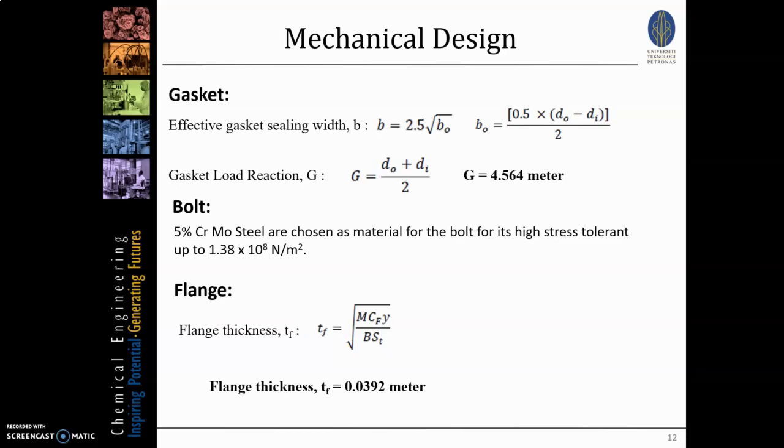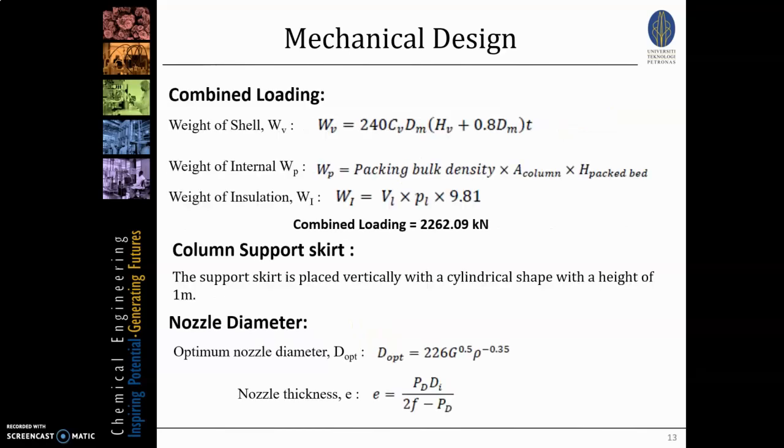For bolt, 5% chromium steel is chosen for its material because of its high stress tolerance. For the flange, its thickness is calculated to be 0.392 meter. For the combined loading or dead weight, it is calculated to be 2262.09 kN. Meanwhile, for the column support skirt, we assume it to be 1 meter and is placed vertically with a cylinder shape. Now we go to the specification sheet.